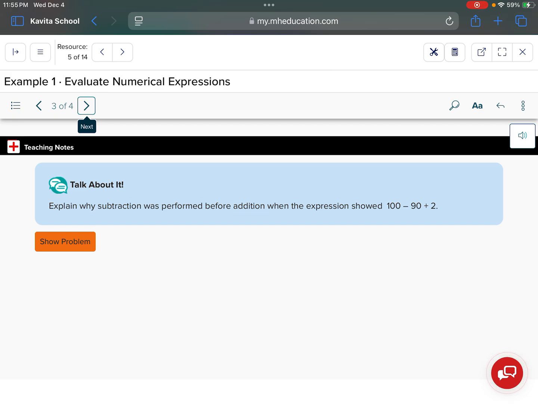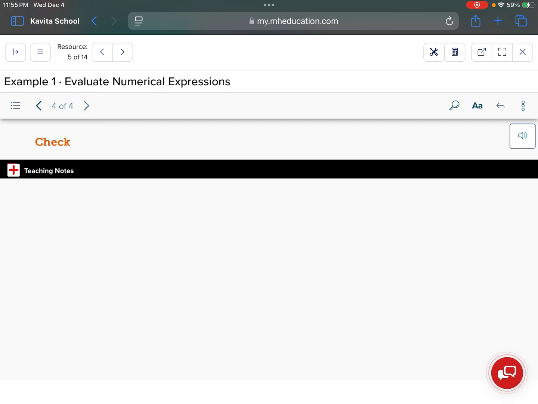And we just answered this talk about it. Explain why subtraction was performed before addition when the expression showed 100 minus 90 plus 2. It was performed before because it occurs earlier in the expression than addition. And according to the order of operations, between add and subtract, you perform them in order from left to right.